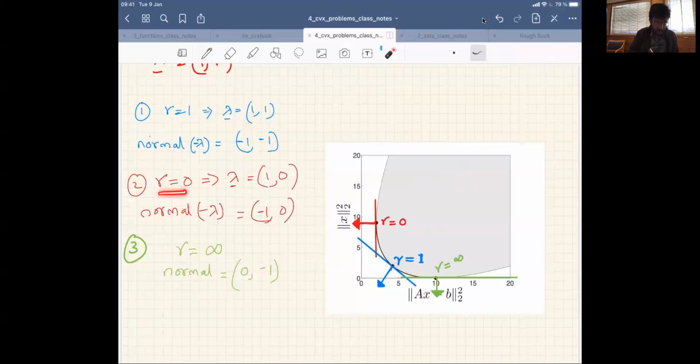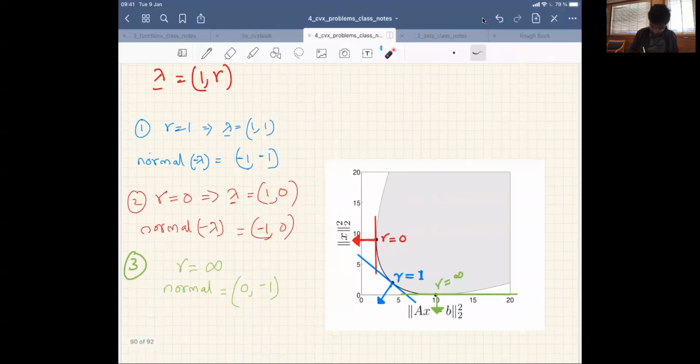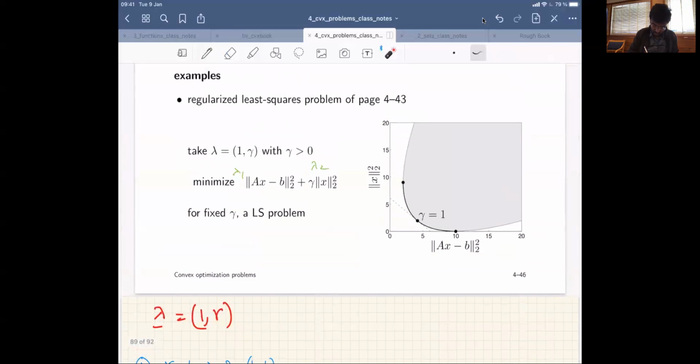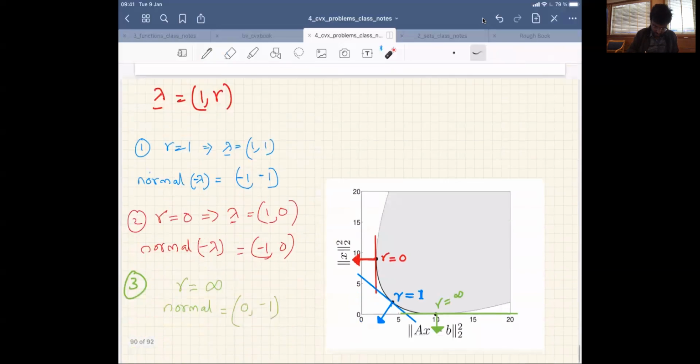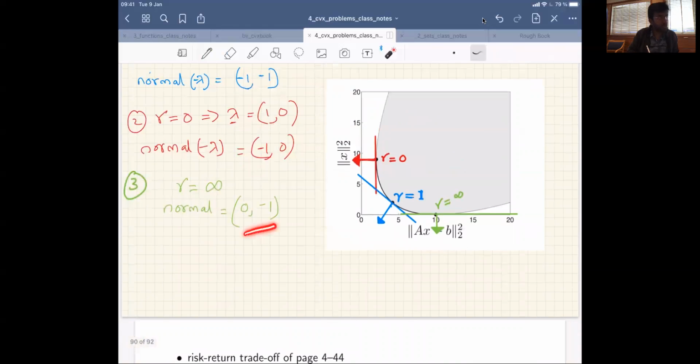Let's take another example where r equal to 0. In this case, lambda will be 1 0 and the normal will be minus 1 0. So the hyperplane will be this, and that is touching here. If gamma is very high, infinity, you can think about that as 0 1. Of course you can write something like 1 by gamma and 1 here. So when gamma equal to infinity, this will be 0, and in that case the normal will be 0 minus 1. So that will be this. Draw a line and see where it is touching this point. So that will be this.